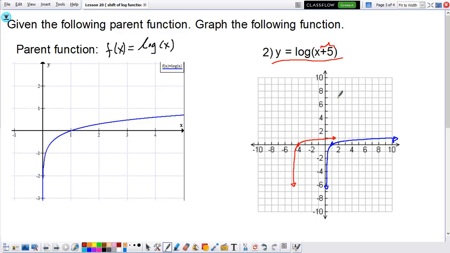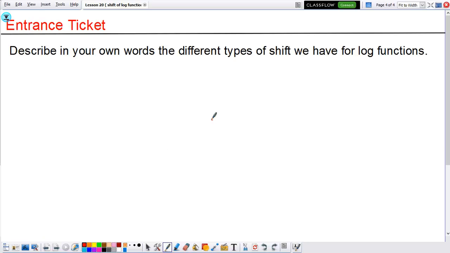And that is it. Here, the blue is the original graph, which we started as log of x. And here in red is the graph y equals log of x plus 5. Notice that because of that 5, we got the original and we shifted 5 units to the left. So now, here's your entrance ticket. Just describe in your own words the different types of shifts we have for the log function.